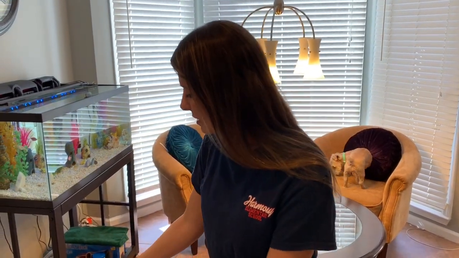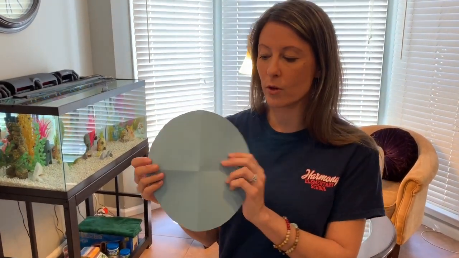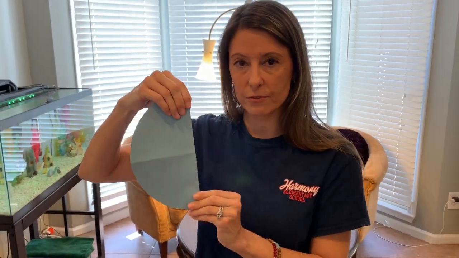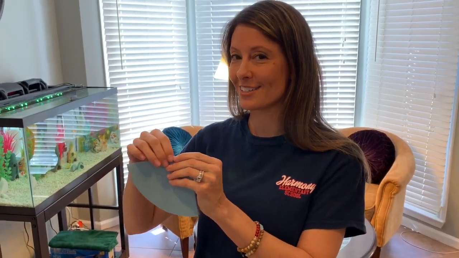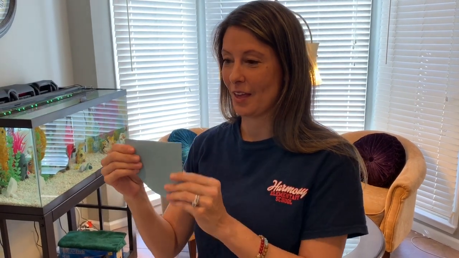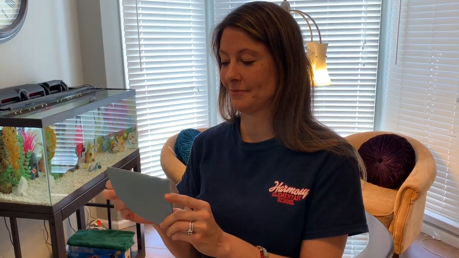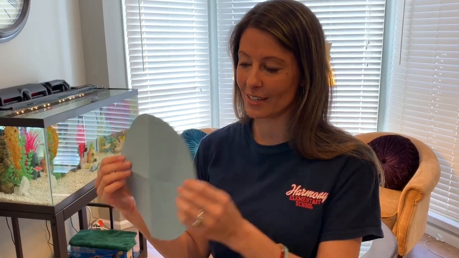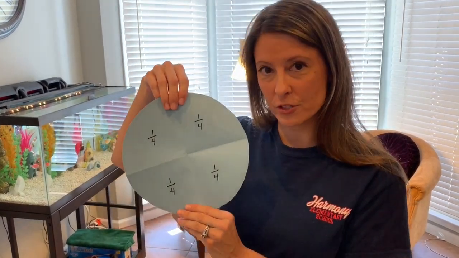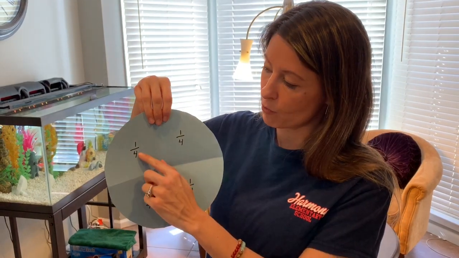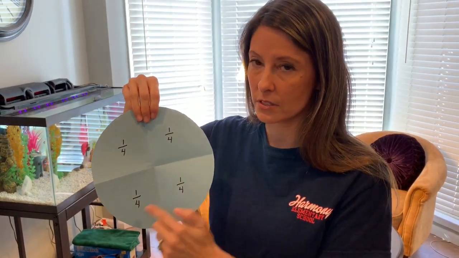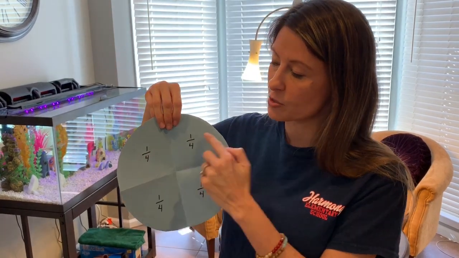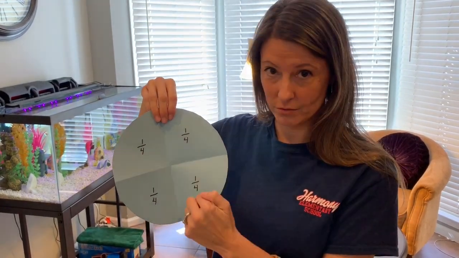You can do the same thing with a circle and divide it into fourths. So I took this one and I folded it in half, and then I divided it in half again. And when you unfold it, you have 4 equal sections. And I've labeled these as fourths, showing that the 4 is on the bottom. The denominator means that there are 4 parts in all, and each piece is 1 out of the 4.